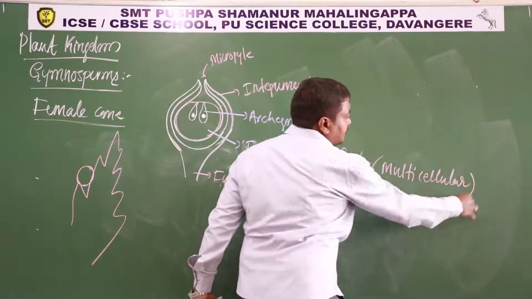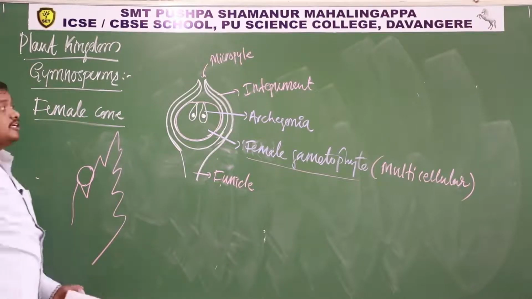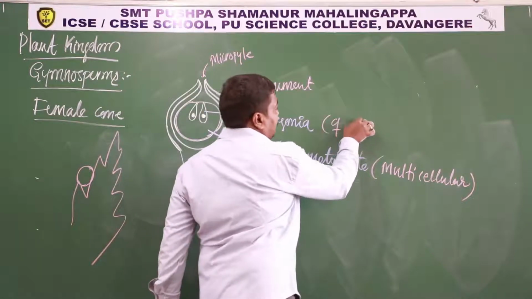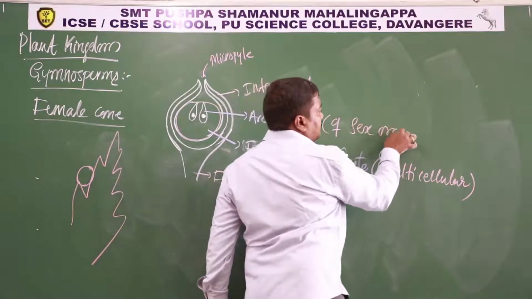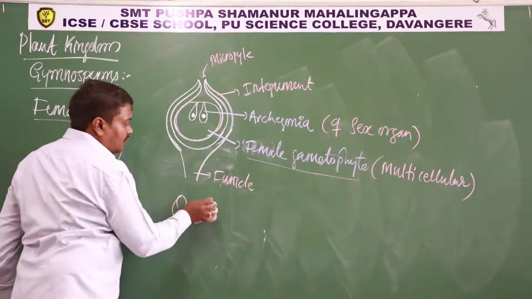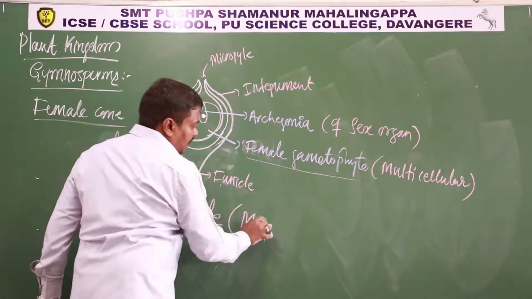Gametophyte. It is multicellular. You need to remember this. So it is multicellular, and it produces female sex organ like archegonia. So archegonia is the female sex organ. Okay, and this is the structure of ovule, okay, or megasporangia.